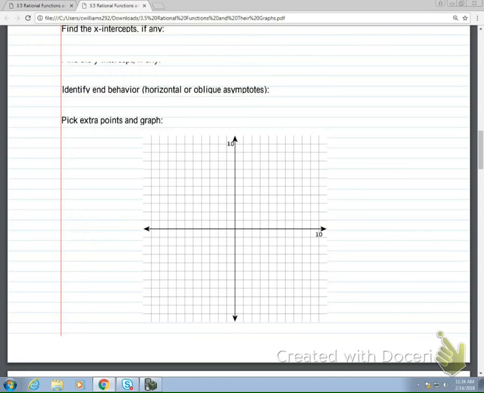We had our domain restrictions. There's nothing I really draw for those just yet until I go to the second part, which is vertical asymptotes and holes. All right, you're going to start with your vertical asymptote. So I had a vertical asymptote where? It was 2, right? So I want you to draw a vertical, dashed line on your graph like this.